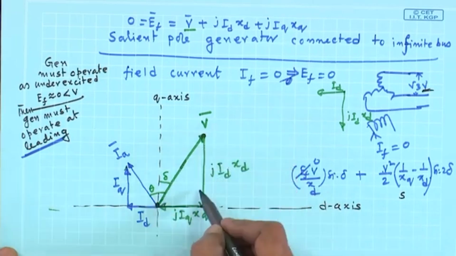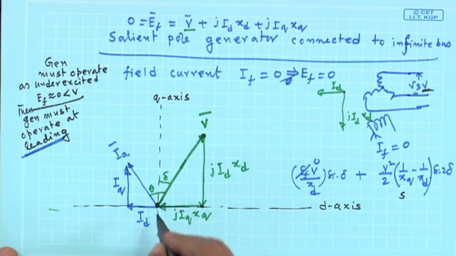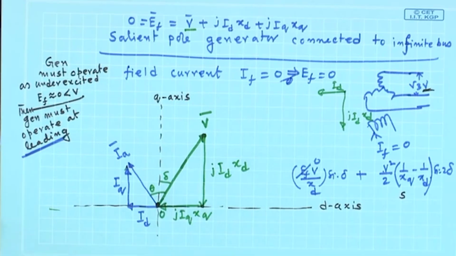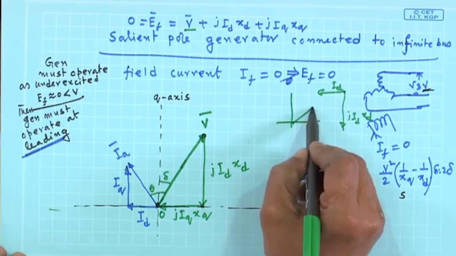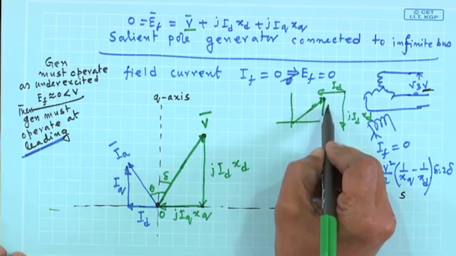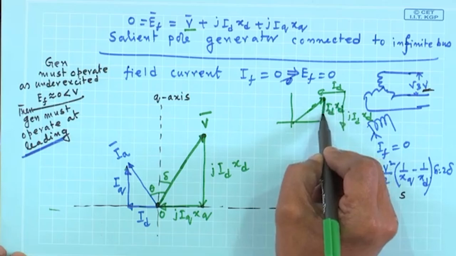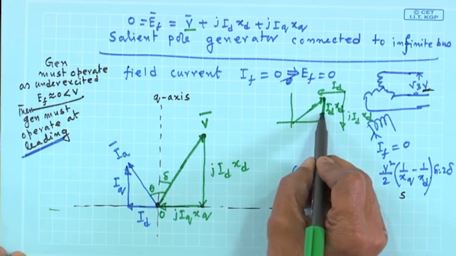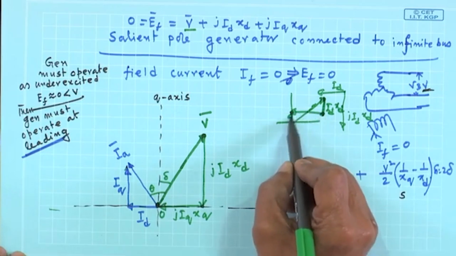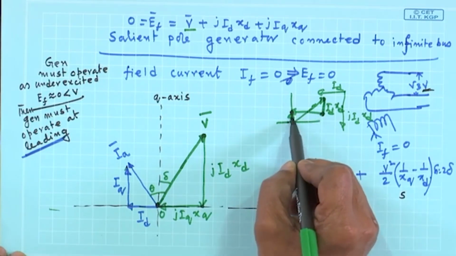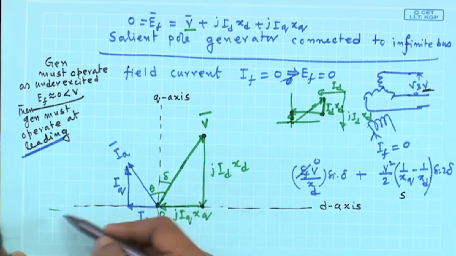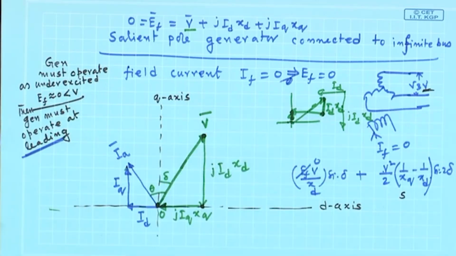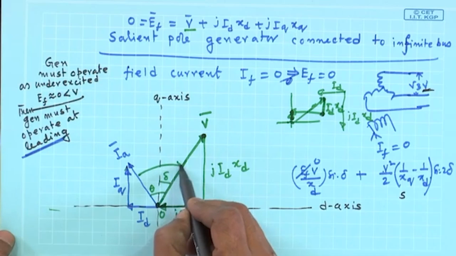So, V plus J ID XD plus J IQ XQ must end up at this point O, because EF has to be 0. I cannot stop J ID XD drawing up to this point, because then this and this J IQ XQ will give you some finite EF, but that EF has to be made 0. It can do so only if it comes up to the D axis, then J IQ XQ adds up, everything is in place, theta, delta, and this angle is psi, the internal power factor angle psi.